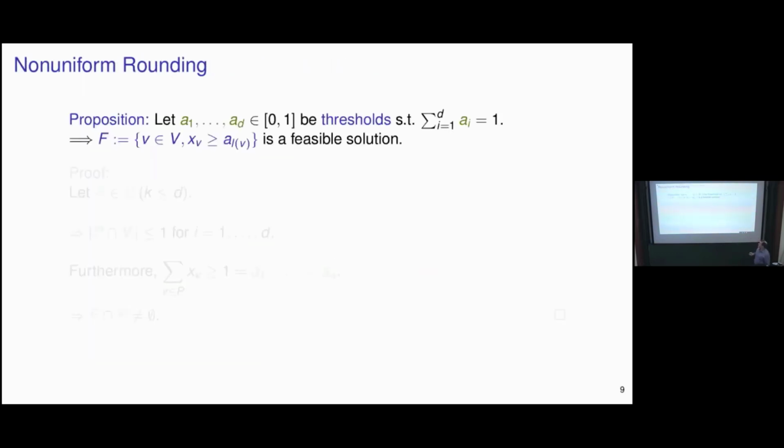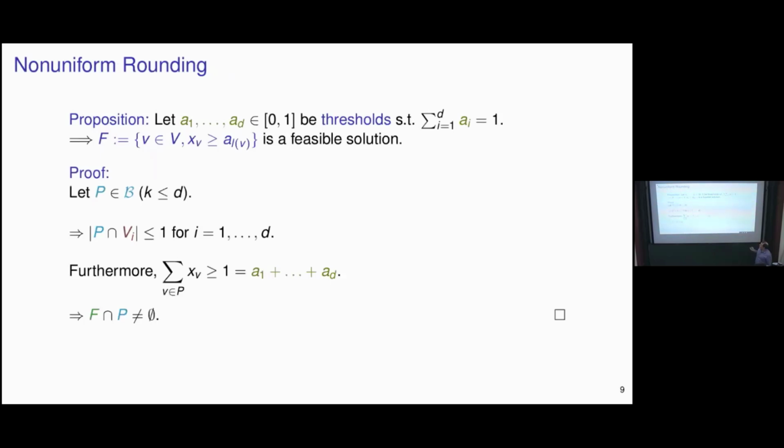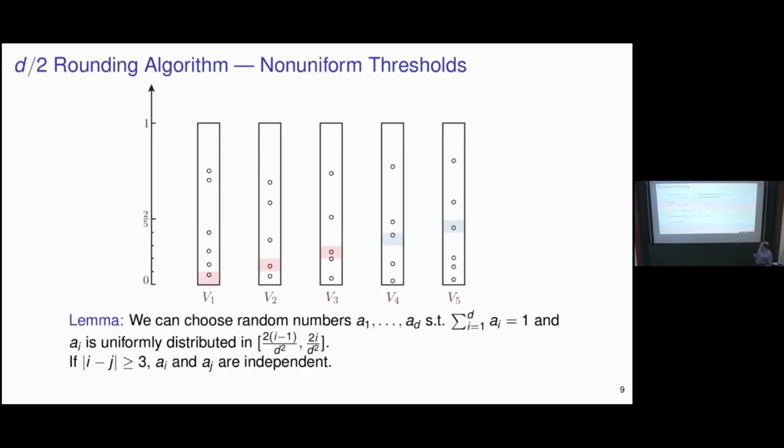And that's what we essentially do. So if you take a threshold for every level, such that they still sum up to 1 as before for the uniform one, and now you round up a vertex if the value is above the threshold of the level the vertex is in, so L of v is the level the vertex is in, then you can just do the same calculation and see that this is a feasible solution. And it's not clear that it's cheaper, but we will see that when we choose this in a certain randomized way, we can get a cheaper solution.